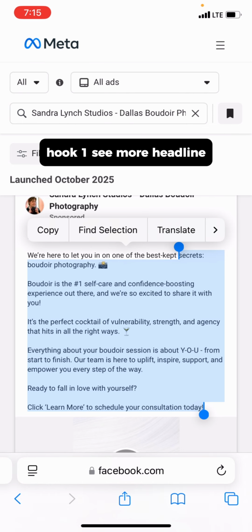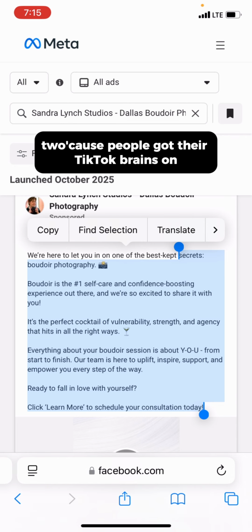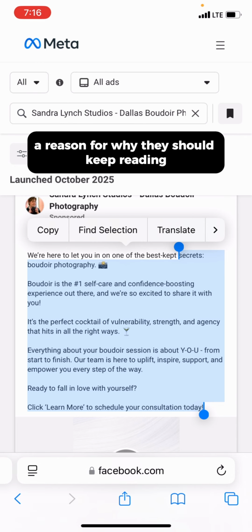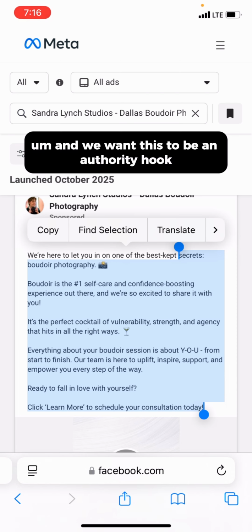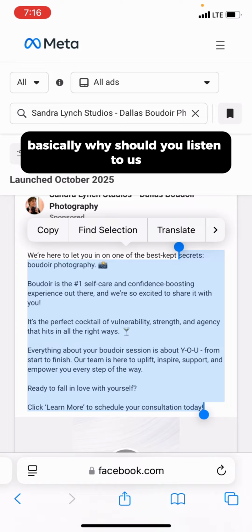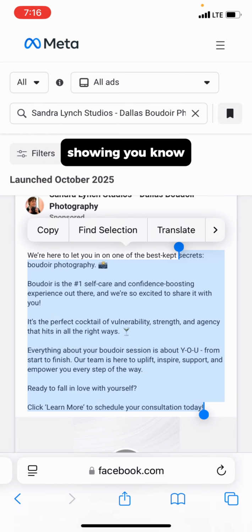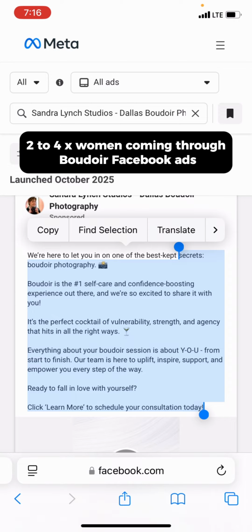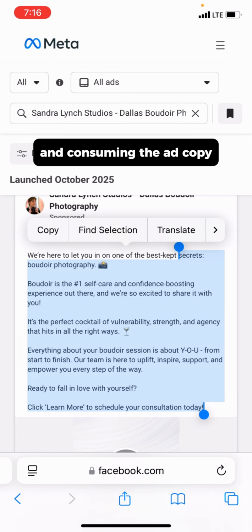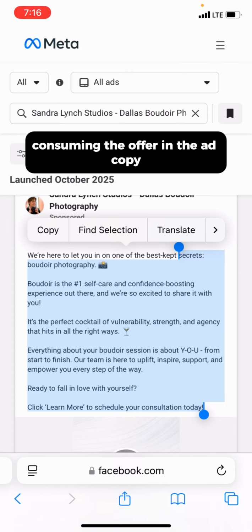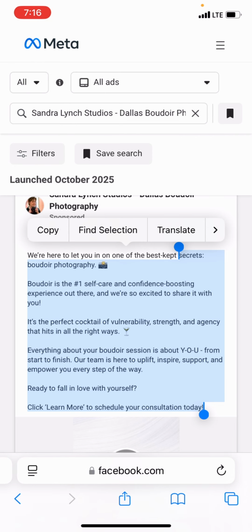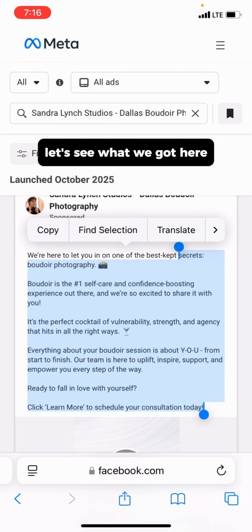So yes, hook one, the See More headline, and we actually need a hook two, because people have their TikTok brains on when they're scrolling. A hook two, a reason why they should keep reading, and we want this to be an authority hook. Basically, why should they listen to us? Which I also did at the beginning of this video, showing I'm able to 2 to 4x women coming through Boudoir Facebook ads and consuming the ad copy, consuming the offer in the ad copy, just by fixing a few of these mistakes. And that's off the same ad spend. So why should they listen to us? Let's see what we got here.